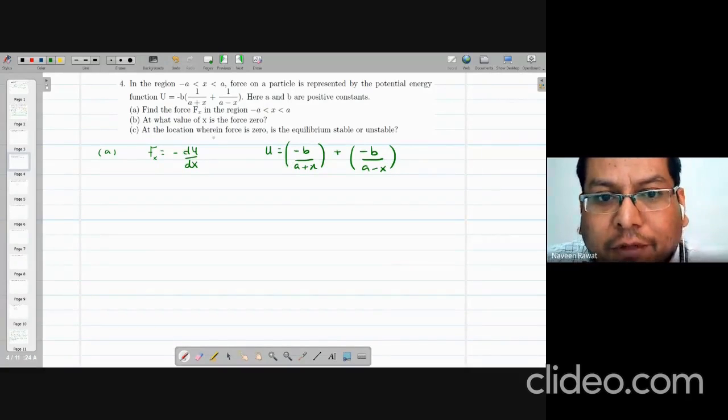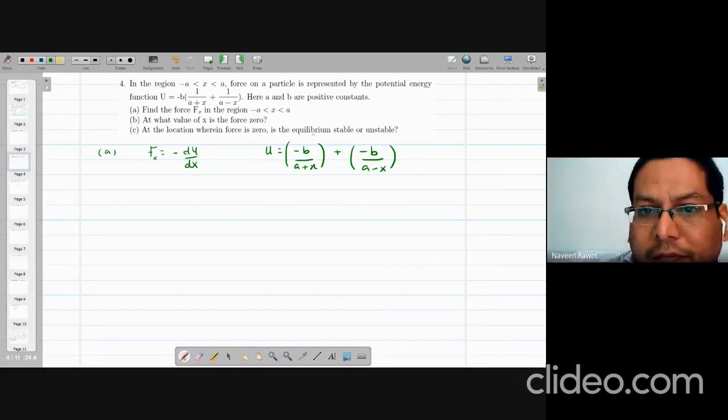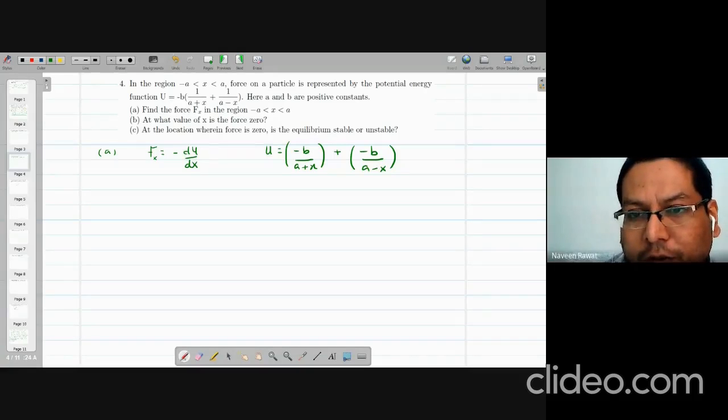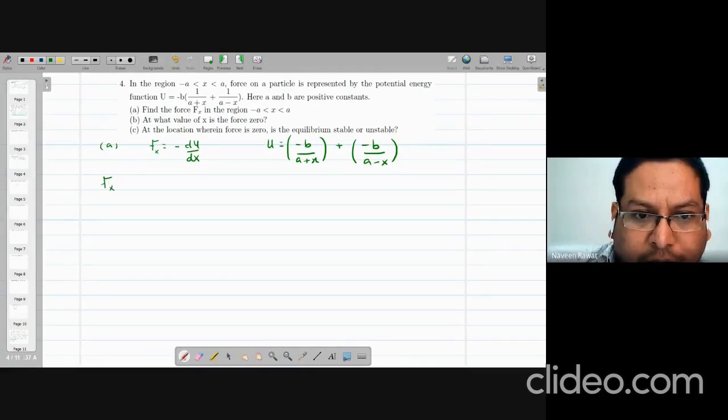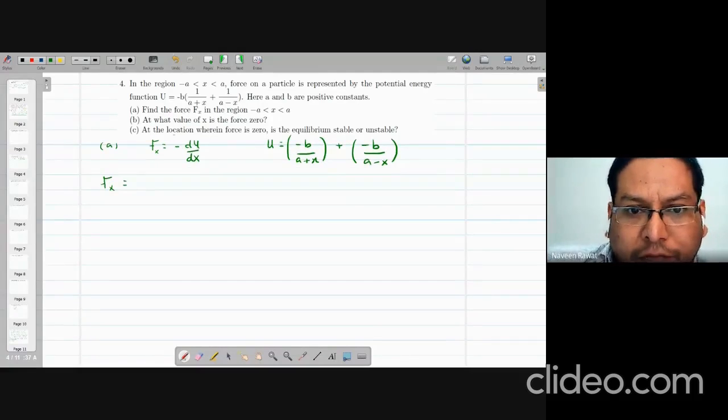And again, like I mentioned in part C, you will have to take the double derivative to find whether it is stable or unstable. So we are calculating in part A, and we have to take the derivative of this function u. Remember there is a minus sign here. So if I take minus of this derivative of this function, remember there is a minus sign here as well in both the terms.